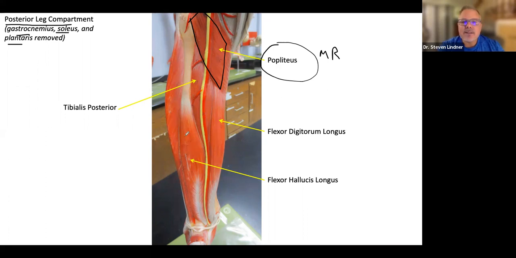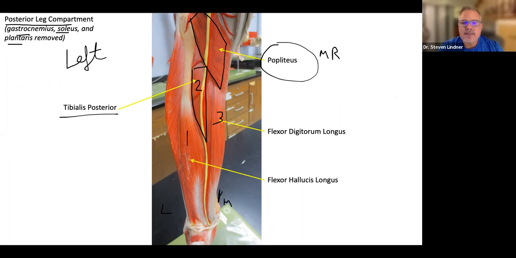Now there are three muscles deep to the superficial. There's 1, 2, 3. The one that's sandwiched in the middle, right here, is called the tibialis posterior. Remember, there was a tibialis anterior in front of the tibia, and there's a tibialis posterior behind the fibula. Then we have this muscle here. Now remember, this is medial, this is lateral. So the great toe is right there. This is the left leg.